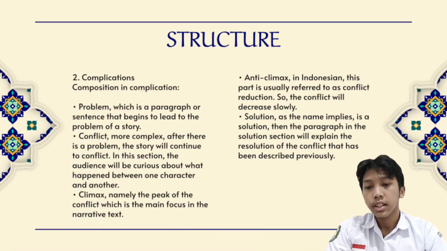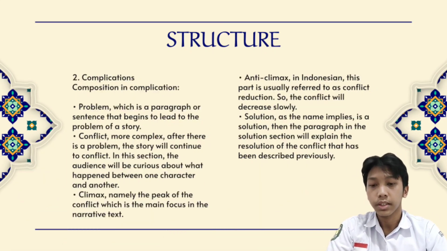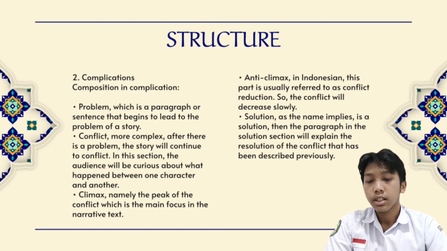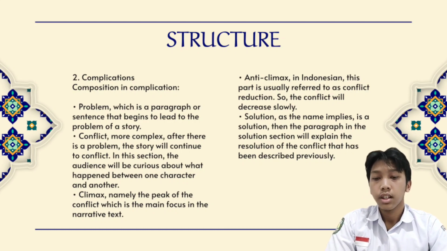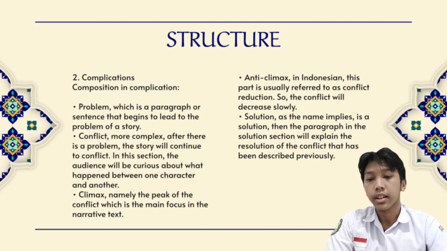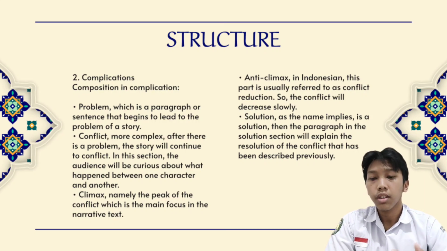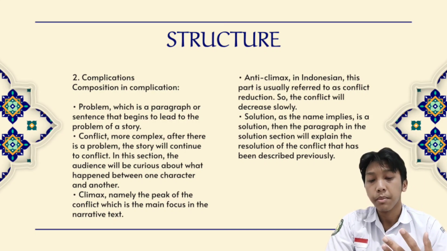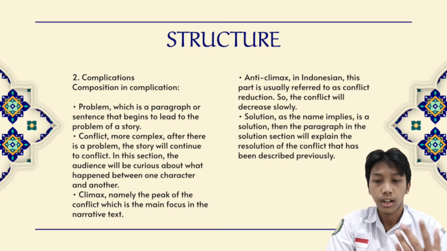There's a composition in complication. First one is problem, which is a paragraph or a sentence that begins to lead to the problem of a story. The second one is conflict. The conflict becomes more complex. After there is a problem, the story will continue to conflict. In this section, the audience will be curious about what happened between one character and another.